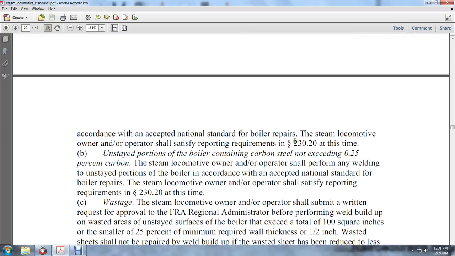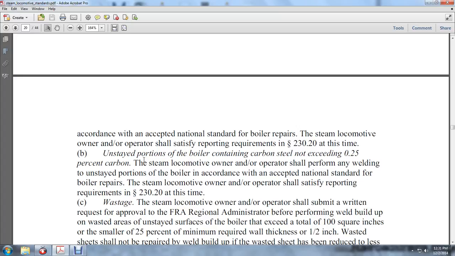The reporting is at 230-20 at this time. Unstayed portions of the boiler containing steel with less than 0.25% carbon. The steam locomotive owner and operator shall perform any welding on unstayed portions of the boiler in accordance with the accepted national standards for boiler repairs. Steam locomotive owner and operator shall satisfy the reporting requirements of 230-20.